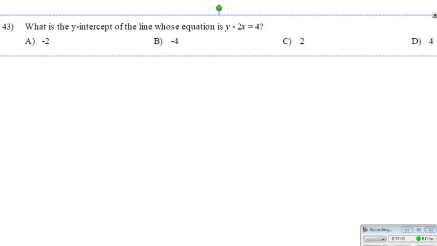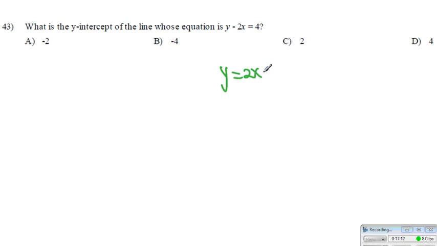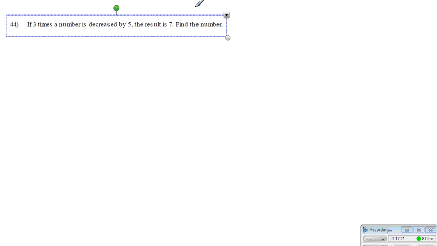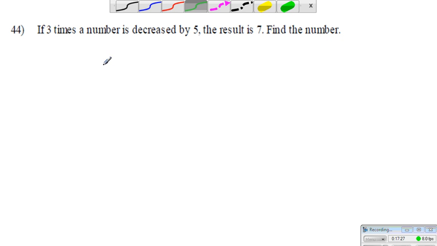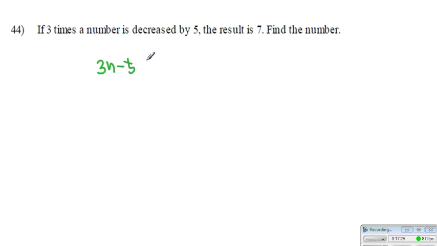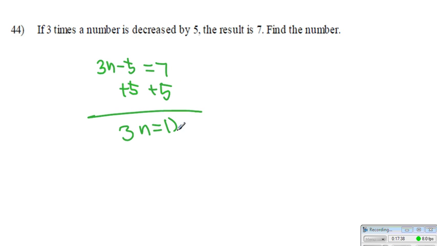Number 43, y-intercept. When you add 2x on each side, we'll end up getting y equals 2x plus 4. So plus 4 will be our answer for number 43. Alright, so number 44, 3 times a number is decreased by 5. So 3n minus 5, the result is 7. Obviously, we're going to add 5 on each side. Here 3n is equal to 12. And what is n equal to? n is equal to 4. So that's how we can find out the value of n.